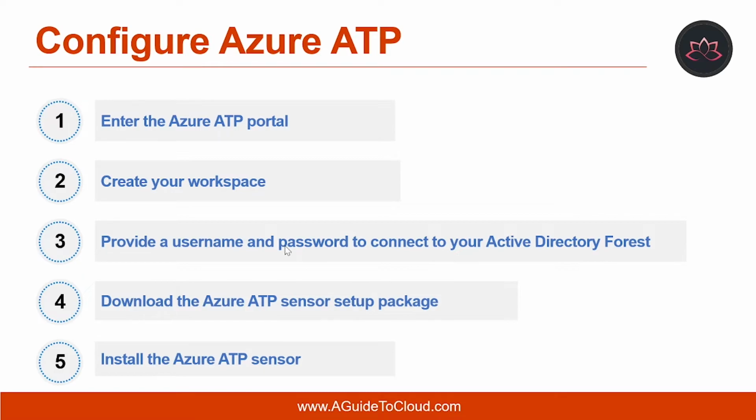The first step is to enter the Azure ATP portal, which you can do by logging in with your Azure Active Directory user account. Then you create your workspace. The third step is where you provide your username and password to connect to your Active Directory forest, and then you download the Azure ATP sensor setup package. And the final step is where you install the Azure ATP sensor.